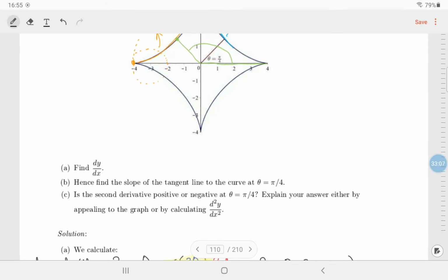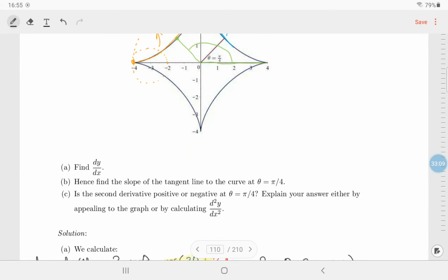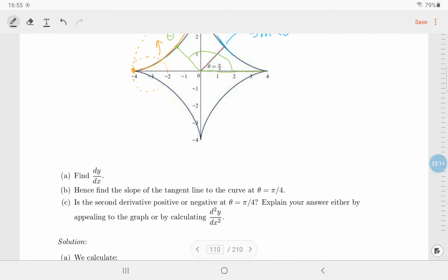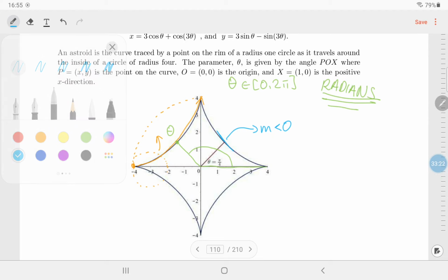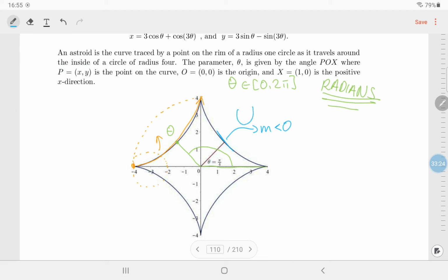Okay. Last question, is the second derivative positive or negative at that point? Explain your answer either by appealing to the graph or calculating. Now, I don't recommend that you calculate. All you have to see is that at that point, it's part of a U-shape. Now, you might say it's not U-shaped. Well, look what's happening with the slope. Here, it's kind of big and negative. And here it's kind of going towards 0.